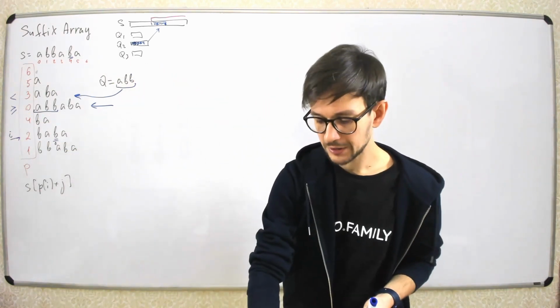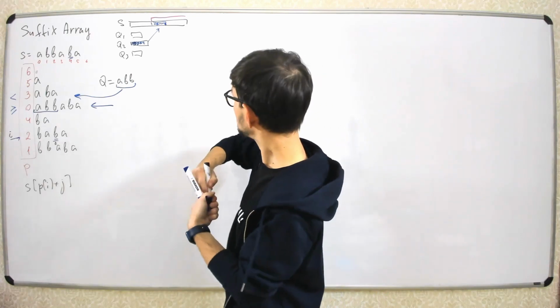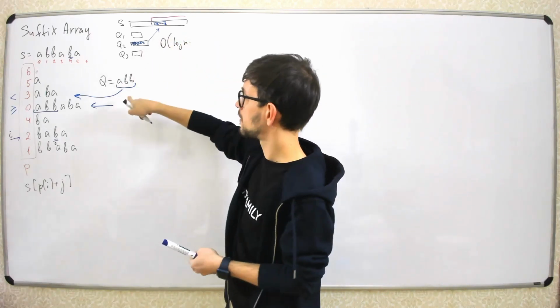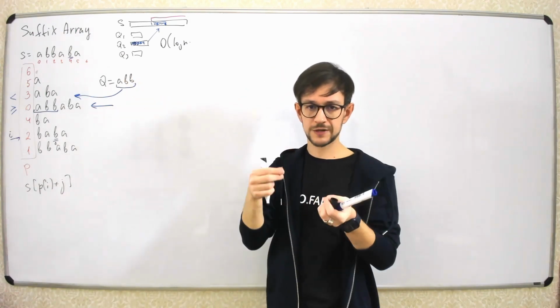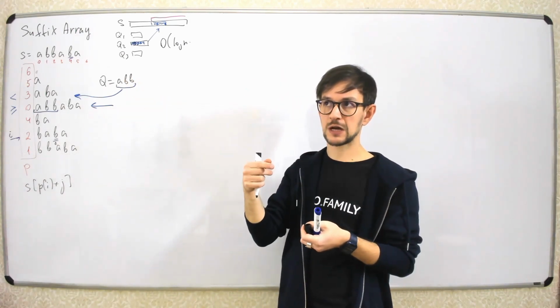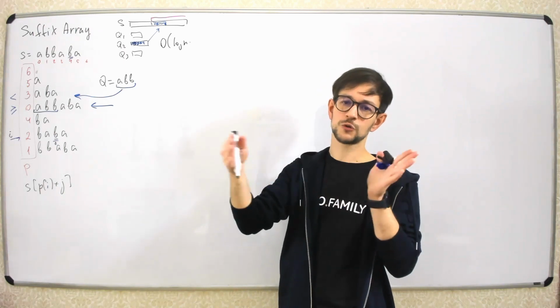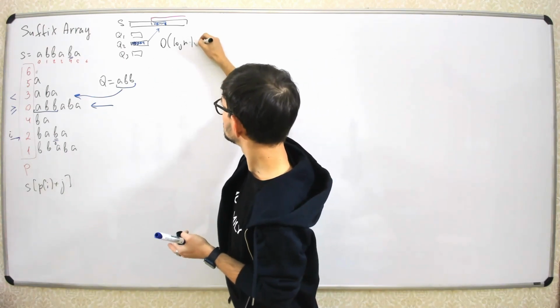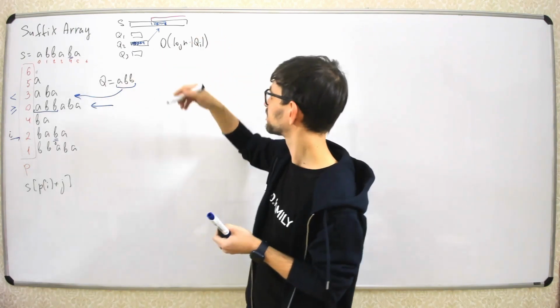Binary search actually works in time log n multiplied by the time we need to compare two strings. We compare two strings in time proportional to the length of the string. So we need to multiply this log n by the length of the string Q_i, something like this.